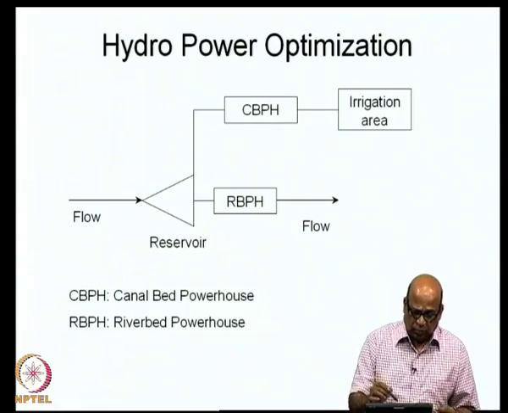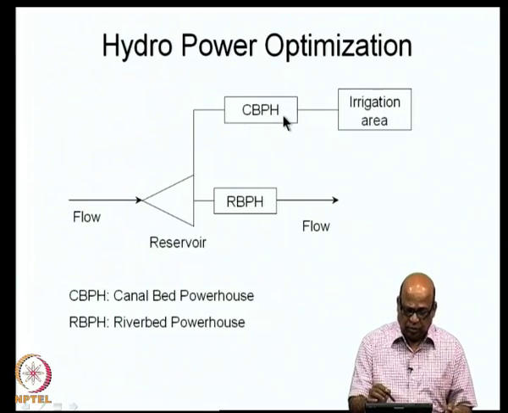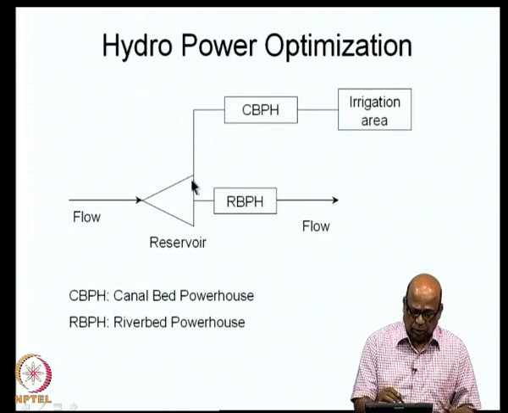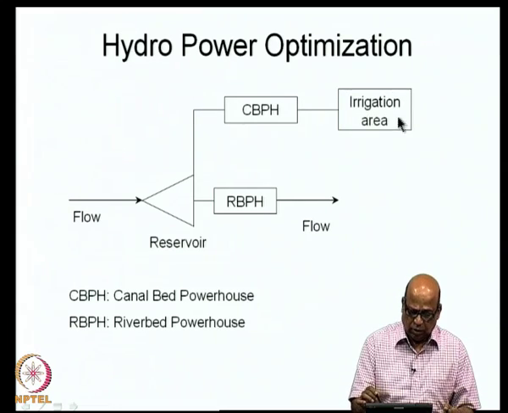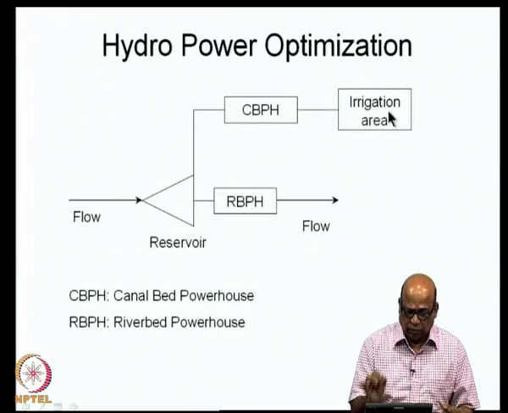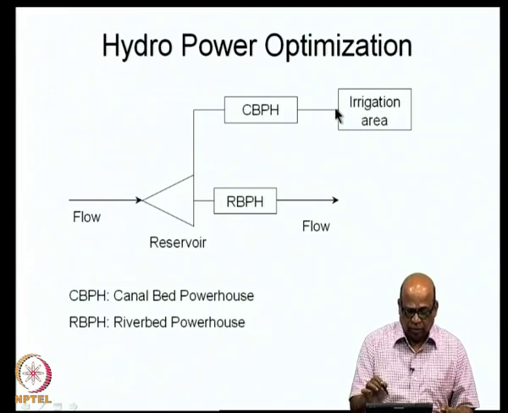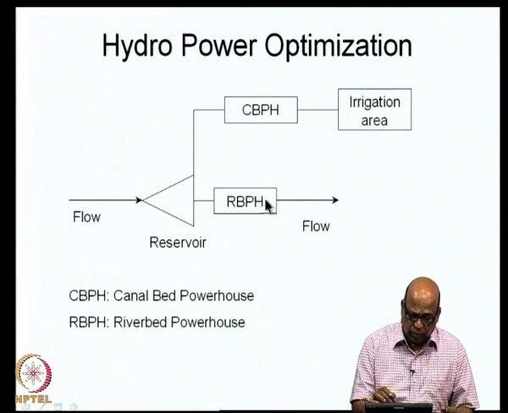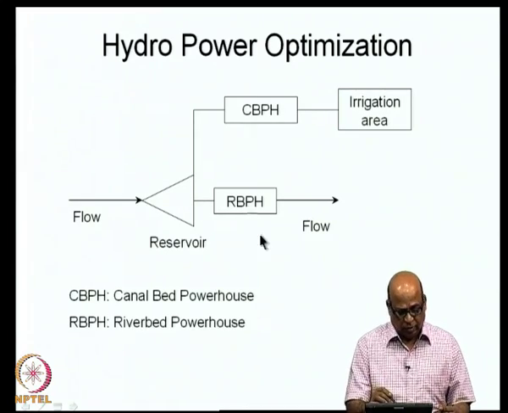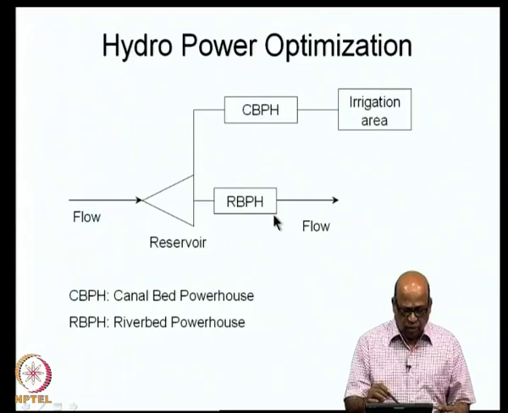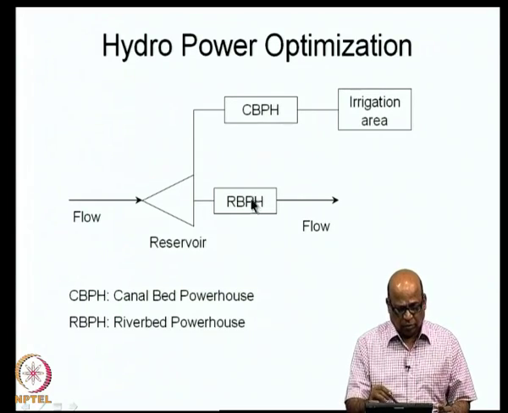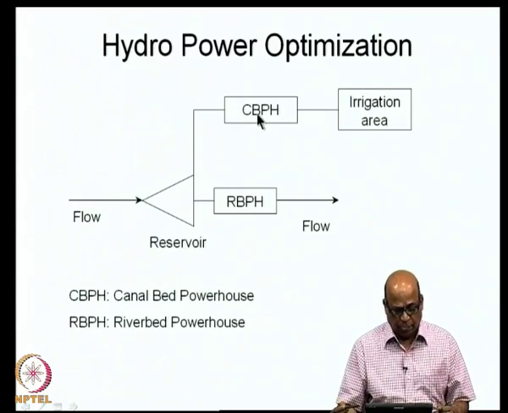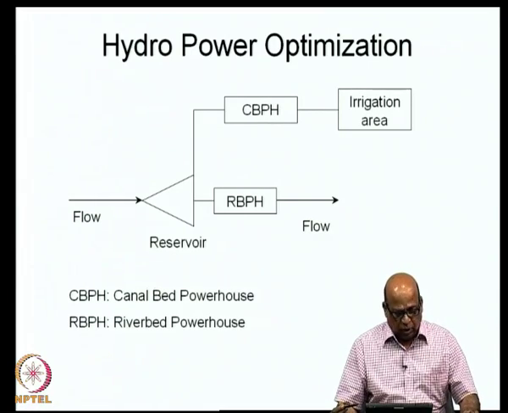I again repeat that we will not optimize the CBPH power, that is the canal bed powerhouse, because we are simply saying we are going to meet the irrigation demand with a certain level of reliability, and therefore, that release gets determined based on the irrigation demands and the pre-specified reliability. However, we will optimize the power that is generated through the riverbed powerhouse, and the riverbed powerhouse generally will have much larger capacity compared to the canal bed powerhouse.